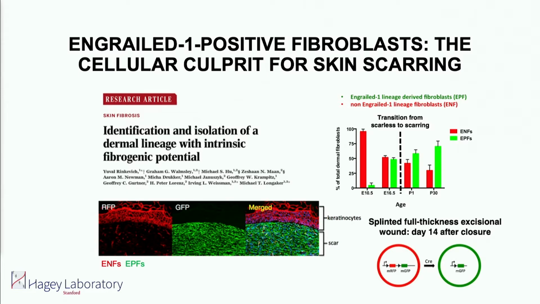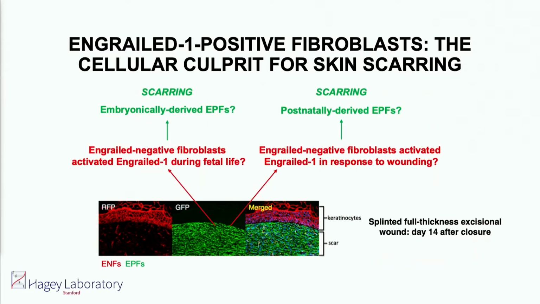So if we take a step back and think about the origins of the engrailed 1 lineage, what we thought in 2015 was that this is purely an embryonically derived lineage. So engrailed 1 lineage negative fibroblasts at some point during gestation activate this Hox gene, they become engrailed positive fibroblasts, and these embryonically derived EPFs contribute to scarring in postnatal life.